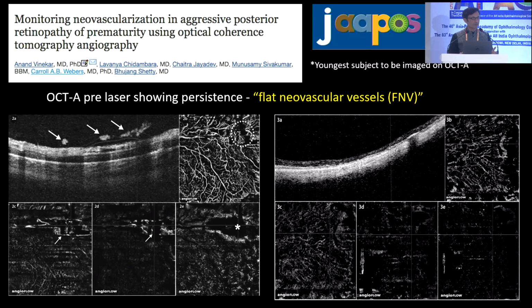OCT angiography is so popular in adult retina care, but somehow not in pediatrics, perhaps because we don't have a handheld and portable device. But we were able to use this in a flying baby position, and what we found was that all these years we believed that flat neovascularization of aggressive ROP was only on top of the retina. But because of the deeper ability to see on OCT angiography, we know now that this is a complex. It's not just NVE, but an NVC.